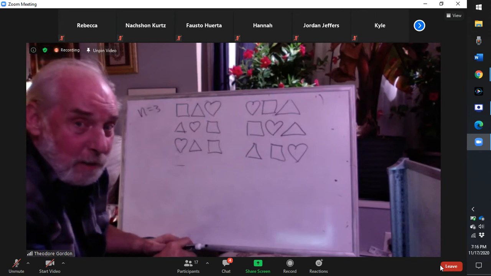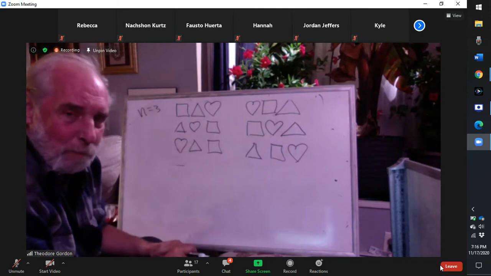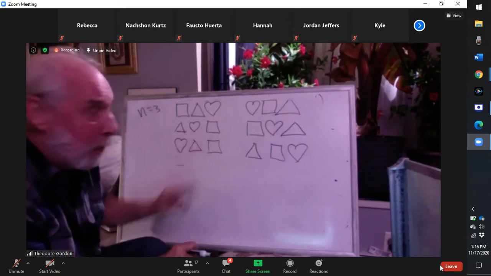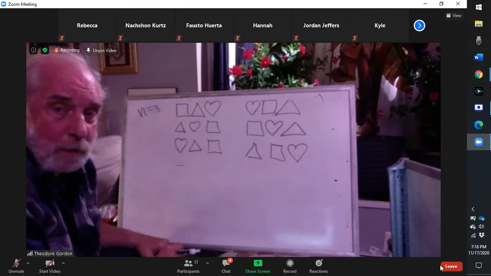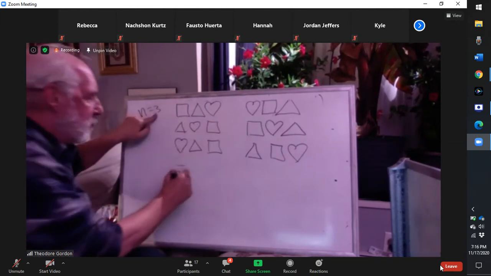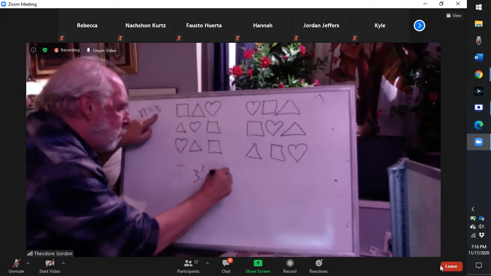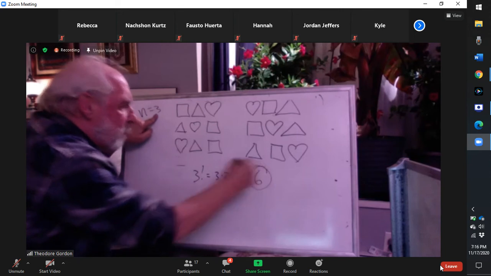Counting is hard, isn't it? And this is only three things. The answer is no. That's all there is. How many are there? 6. Yep, 1, 2, 3, 4, 5, 6. And 3 factorial is equal to 3 times 2 times 1 equals 6.